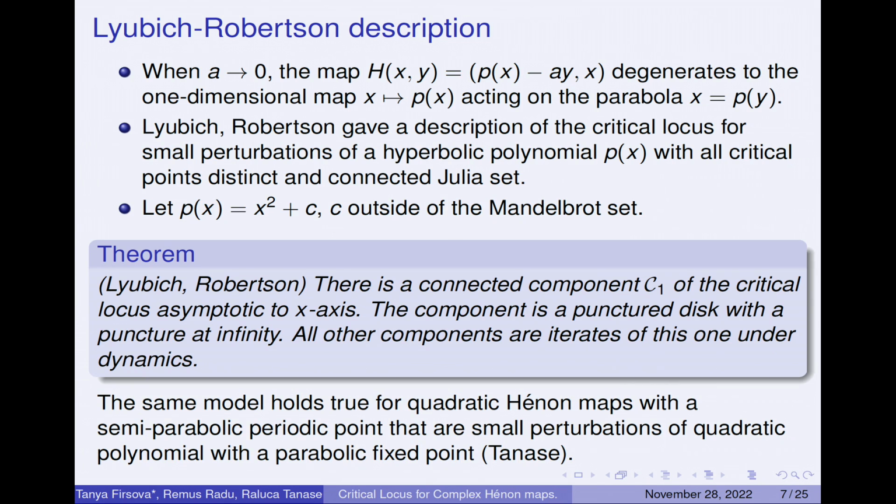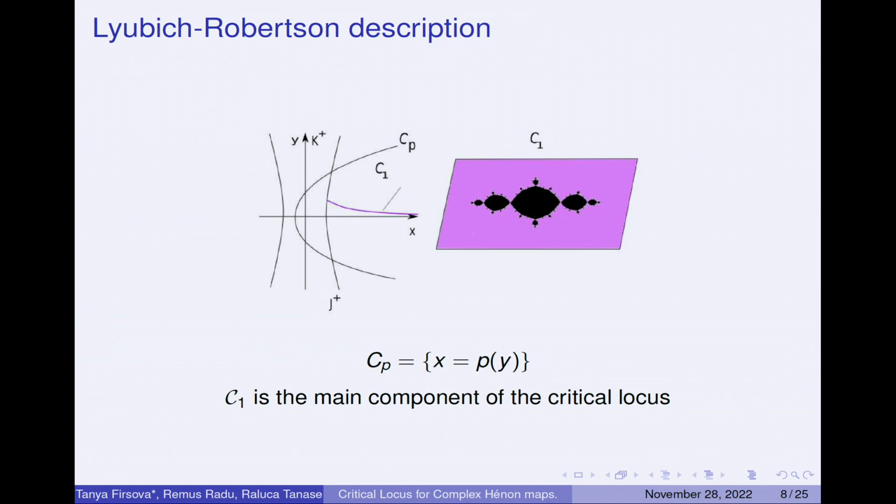And all other components are iterates of this one. And Radu and Nazi show that the same model holds for quadratic Henon maps with the semi-parabolic periodic point, such that are small perturbations of quadratic polynomials with the parabolic fixed point. Okay, so one more time, the picture for the Lyubich-Robertson case.